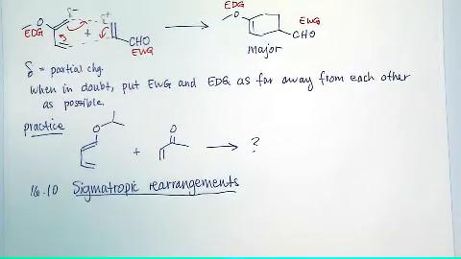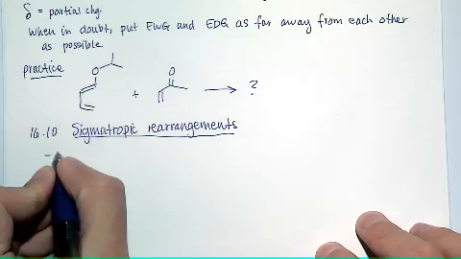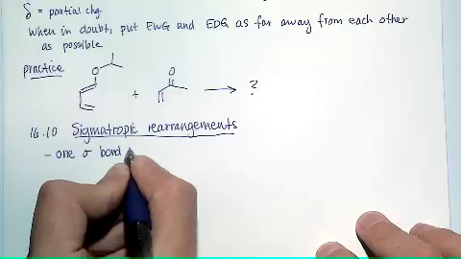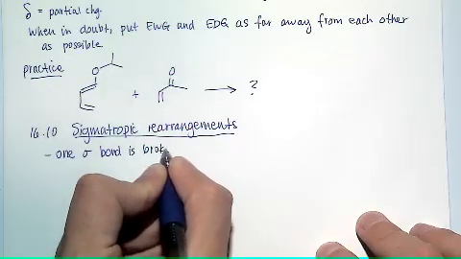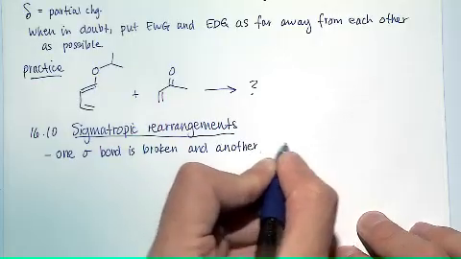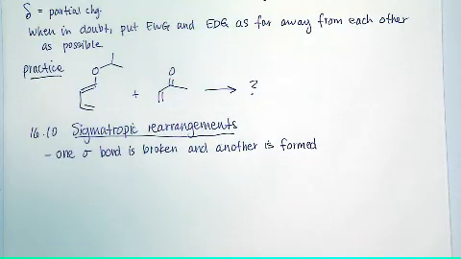However, obviously, it's a reaction, so we have to have some change. And the change is that we have no net change in the total number of bonds and types of bonds, but we are going to break 1 sigma bond, and essentially it's going to reappear somewhere else. Obviously, it's not exactly what happens, but it's kind of what it looks like.